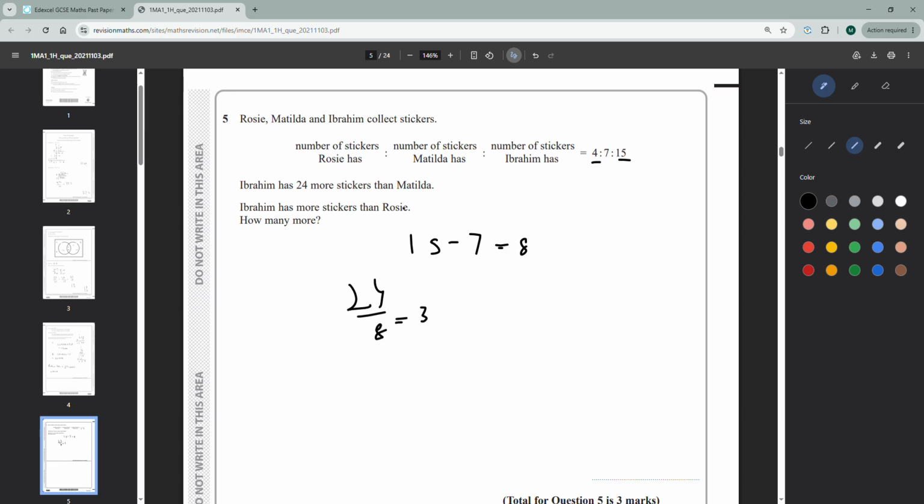So Ibrahim has more stickers than Rosie. Well, no kidding, Sherlock. Look at that. Anyway, how many more?